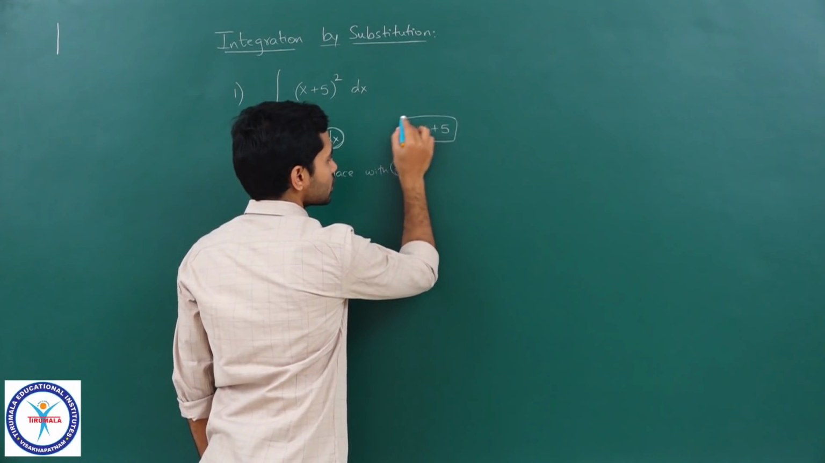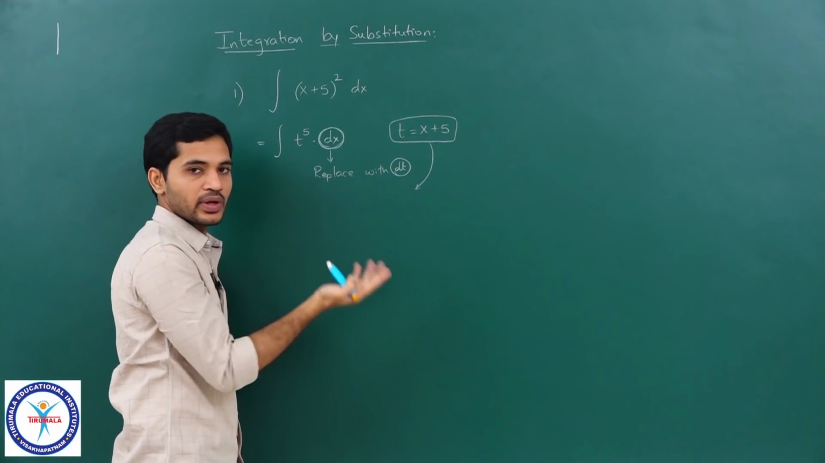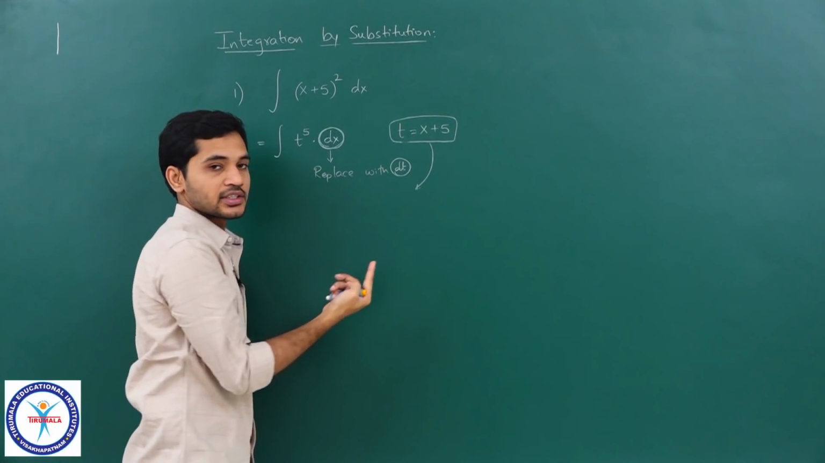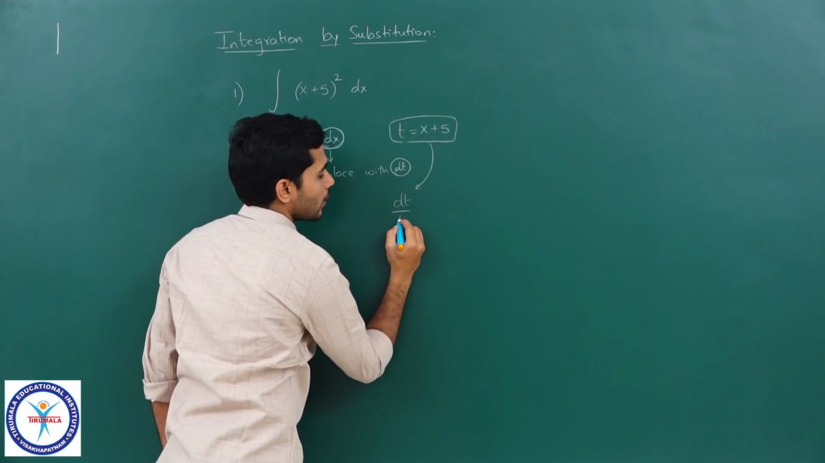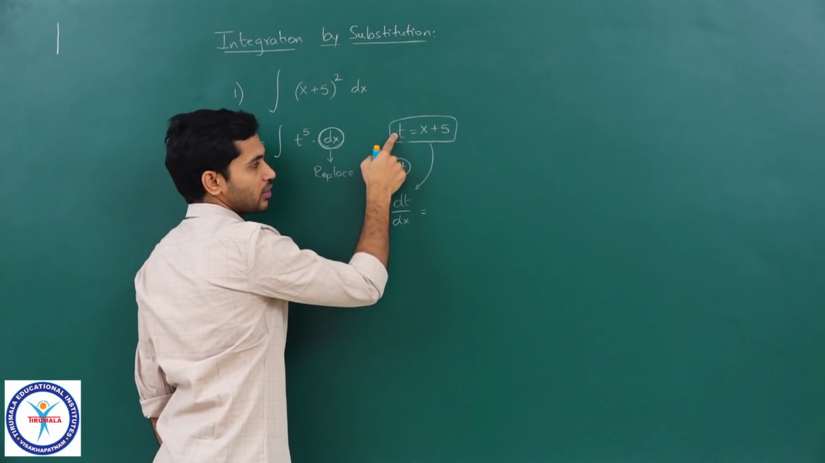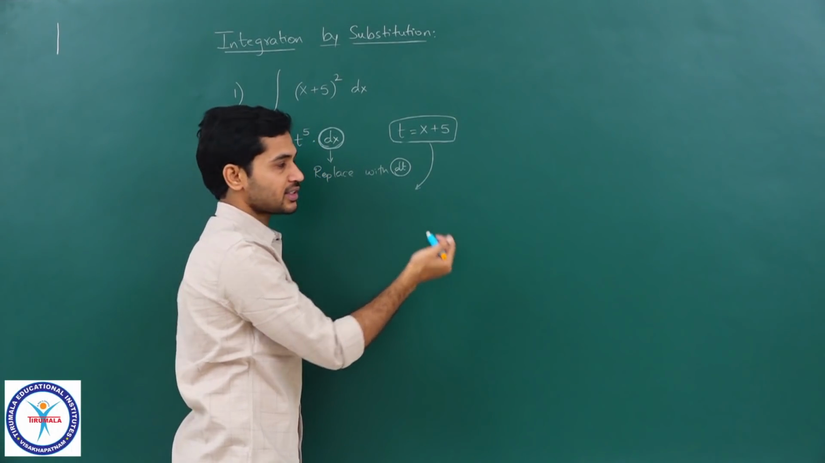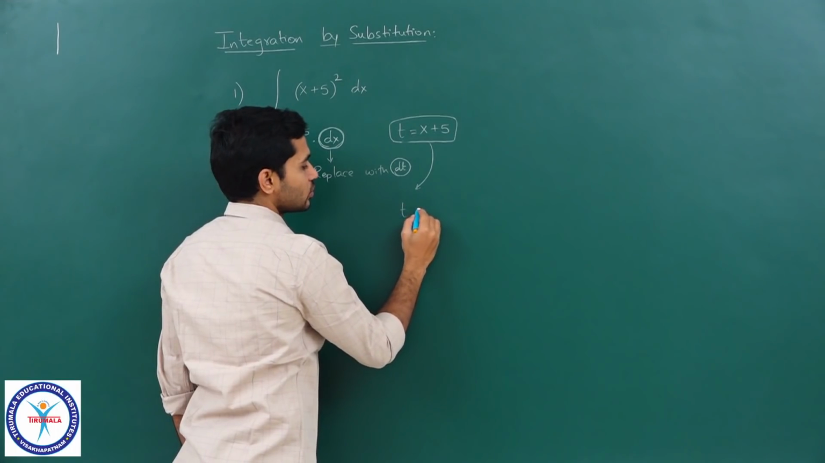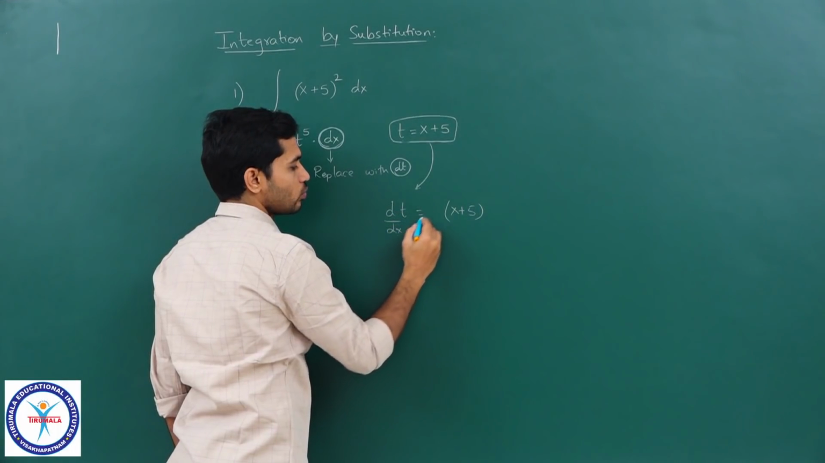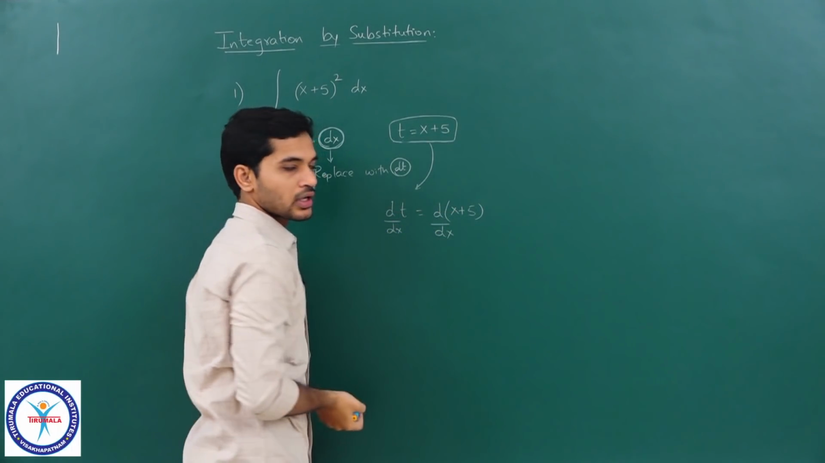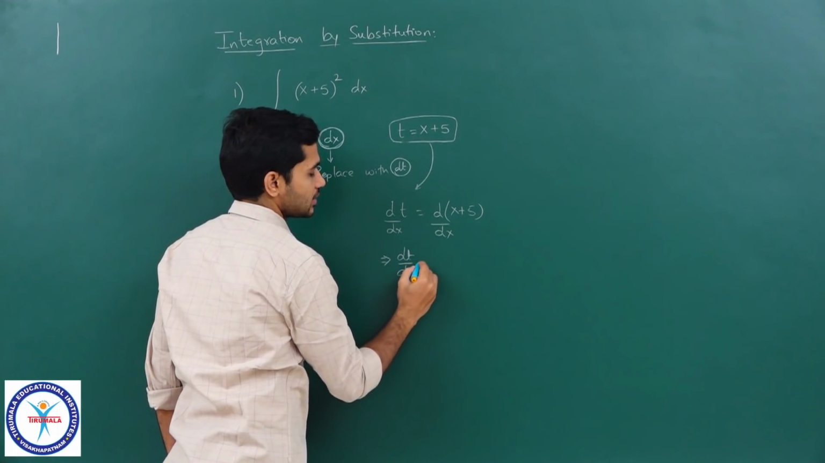We already have this expression, correct. So, I will just differentiate this, because I need dx and dt. How else can I get it? By differentiating this function, correct. So, I am differentiating it with respect to x, which means dt by dx. You can understand it in this manner: I am doing d by dx on both sides. So, I have t is equal to x plus 5, and I am putting d by dx on both sides. Clear, students?